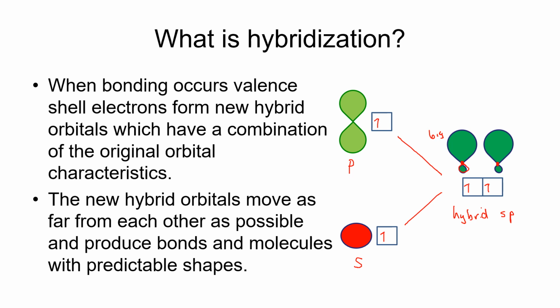So what happens is these big blobs of electron density, because of their negative charge, obviously, are going to move apart from each other, repel, and you'll get some predictable shapes. And so that's what we're going to look at, is those shapes.